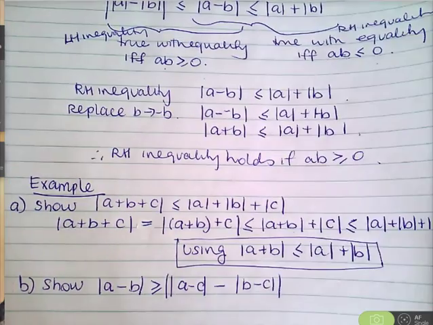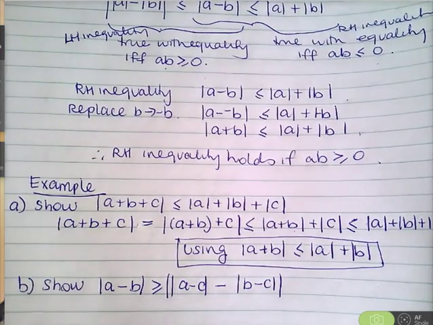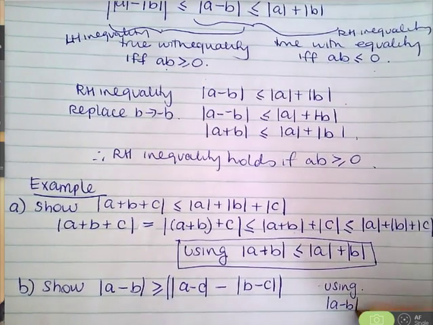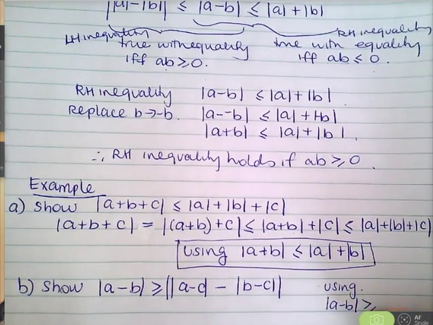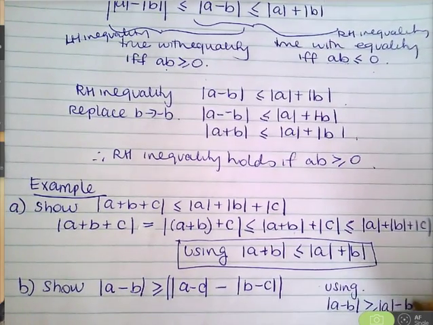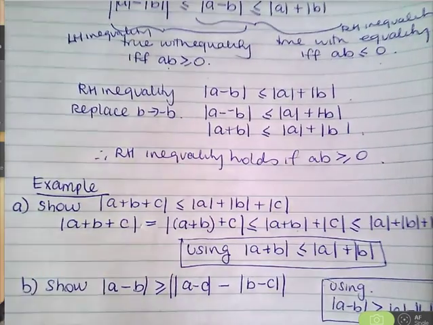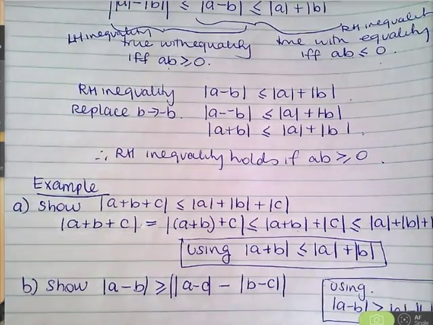It's actually the absolute value of those absolute values. Okay, now for this question we're going to be using the result that the absolute value of A minus B is greater than or equal to the absolute value of A minus the absolute value of B. Okay, so let's work with that.